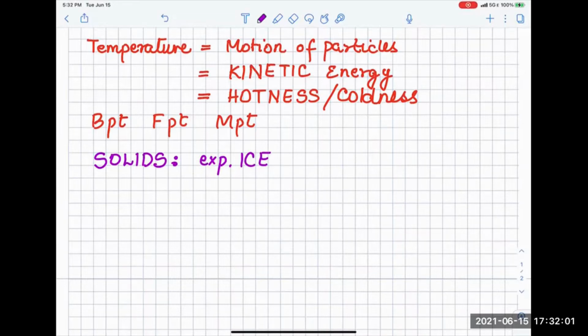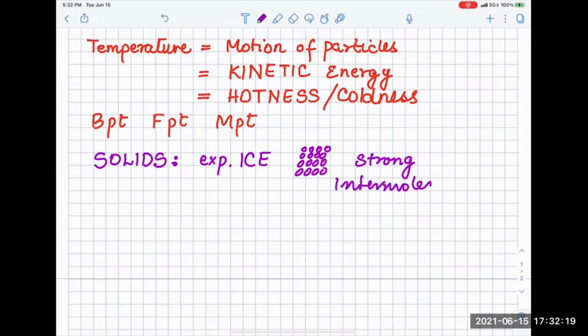Okay. In solids, the particles are very close together. Now the solids can be made up of atoms or molecules. We'll look into this in a minute, but there is a very strong intermolecular, like very strong attractive forces, you can say that, in between the particles. So strong attraction in the particles, okay. So that's the thing with the solids.